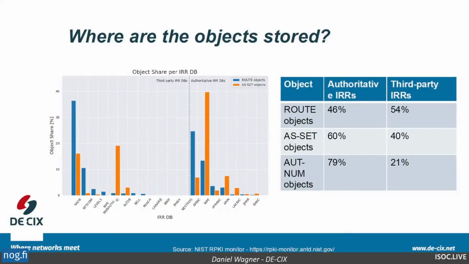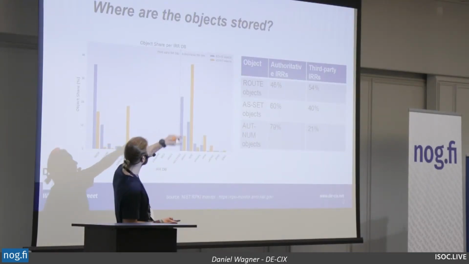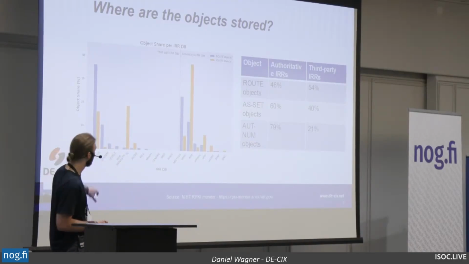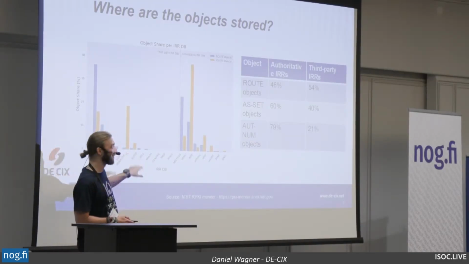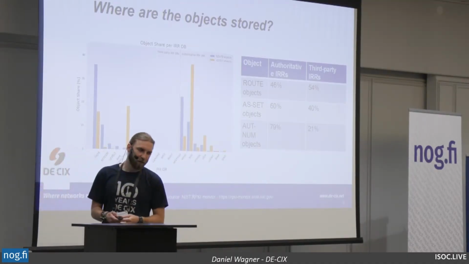First off, just a brief glance, where do these objects live? So what is basically the size of the third-party databases and their objects? We're looking for the AS-sets in orange and the route objects in blue, and you can see RADB standing out right away. For TC, very interesting, they have tons of AS-sets. And then on the other side, just as a comparison, this is the size of the authoritative databases.